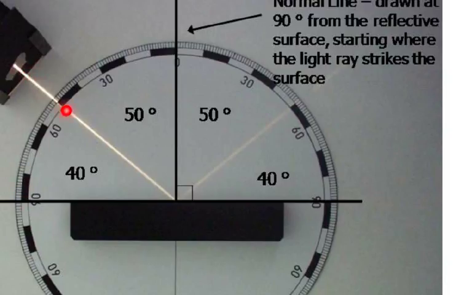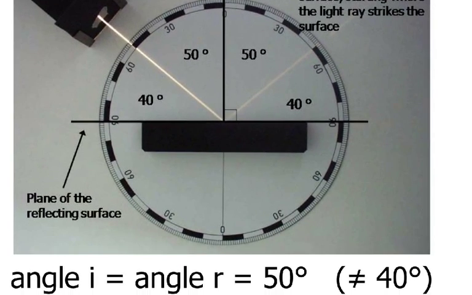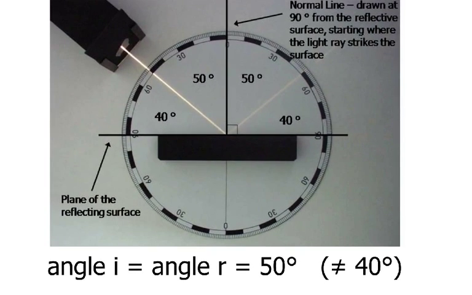So then the question is the angle of incidence. Is it 50 degrees or is the angle of incidence 40 degrees? We could say that the angle of incidence is 50 degrees, or we might say that it's 40 degrees, but there is a correct way and there's an incorrect way. The correct way is to say that it is 50 degrees, not 40 degrees. We measure the angle from the normal line, not from the plane of the reflective surface. We do not measure from the surface, we measure from the normal line.